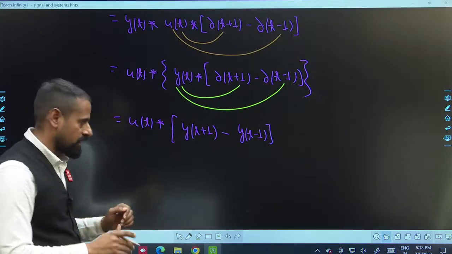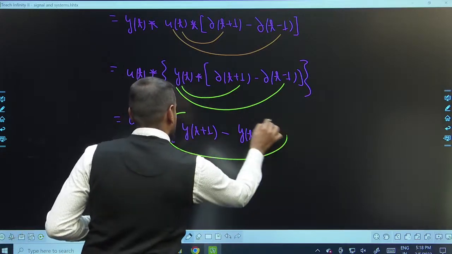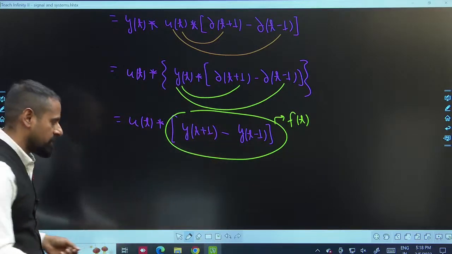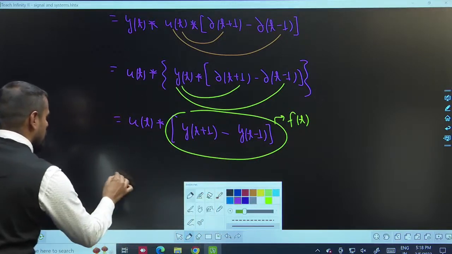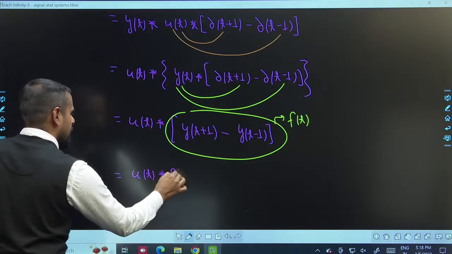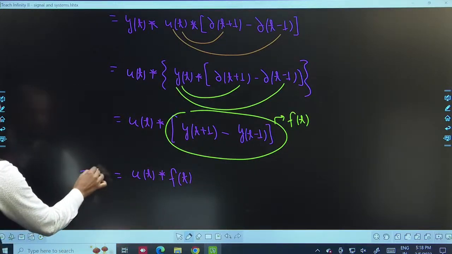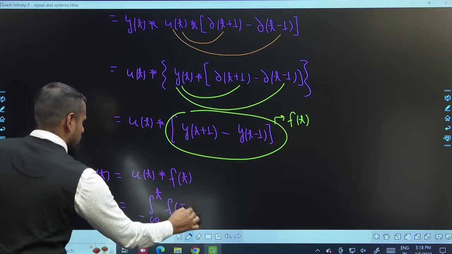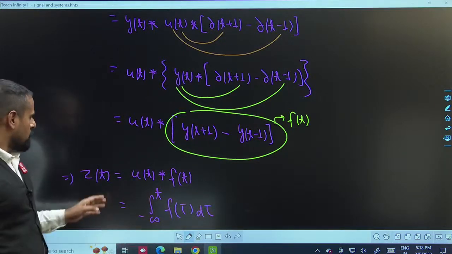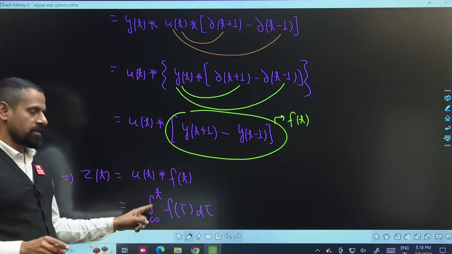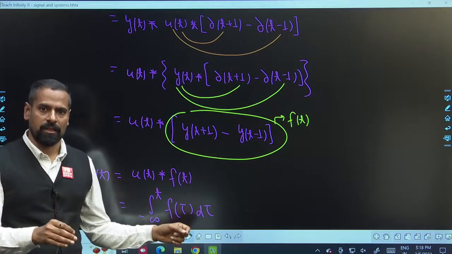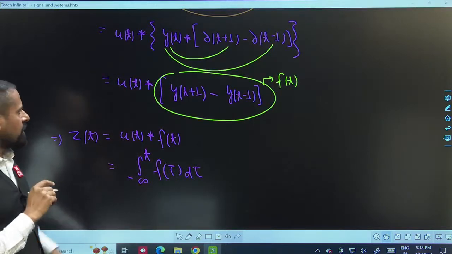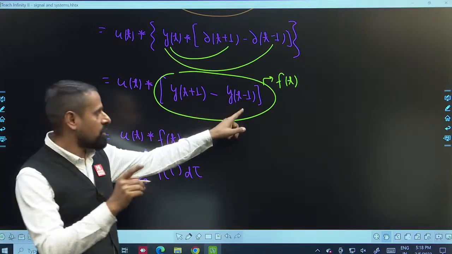We have reached this point. Now suppose this function is f(t), so we have assumed that this function is f(t). So what have we written? We have written u(t) convolved with f(t). So this is the function z(t), it means we can write it this way. So what is z(t)? z(t) is the integration of the function f with respect to time. I have used the step response property of convolution here. Now what is f(tau)? f(tau) is nothing but y(tau+1) minus y(tau-1).